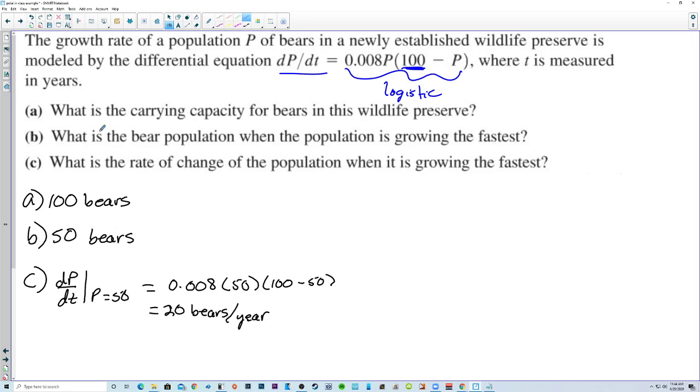It's 100. What is the bear population when the population is growing the fastest? Populations grow the fastest when they're at half the carrying capacity. What is the rate of change of the population when it is growing the fastest? Well, then we're just going to plug 50 in for P. So 0.008 times 50, 100 minus 50 is another 50. You end up with 20 bears per year.